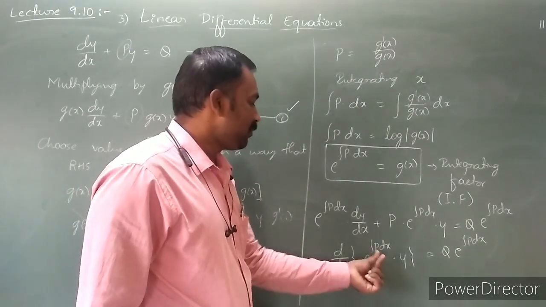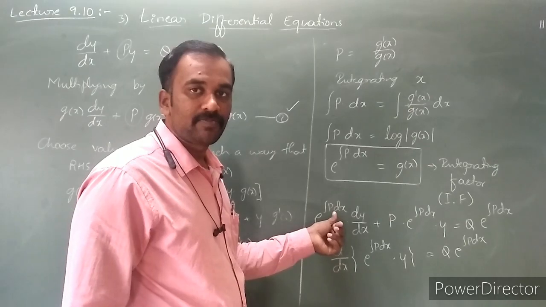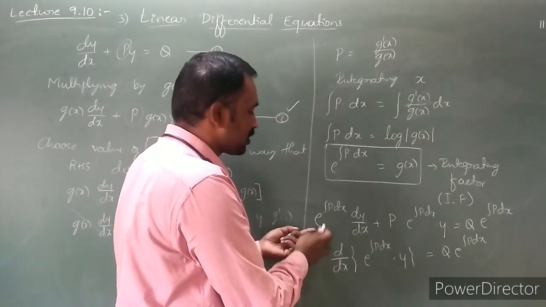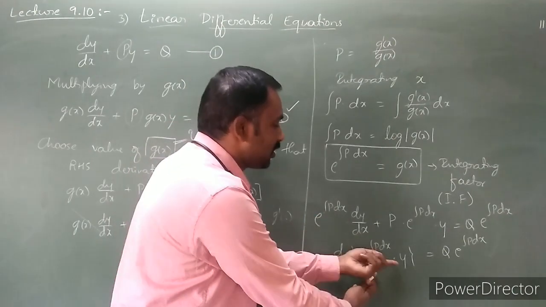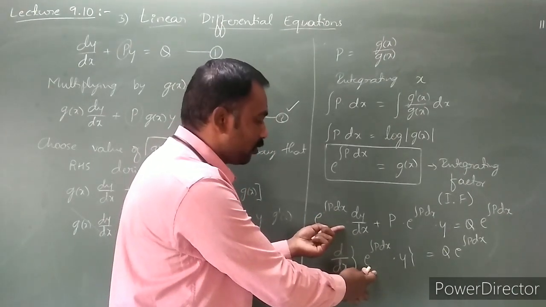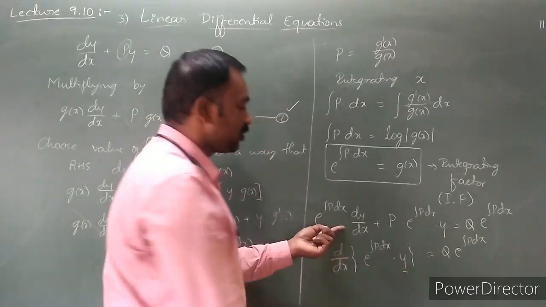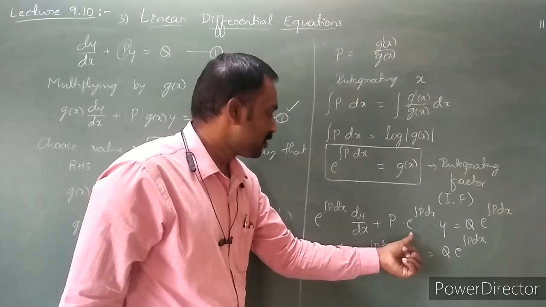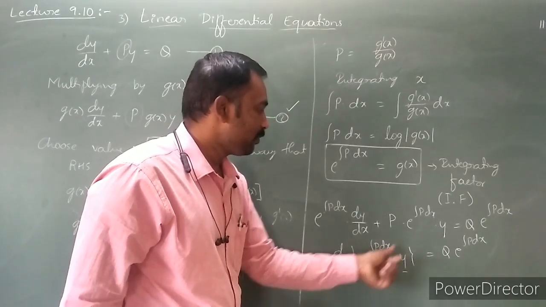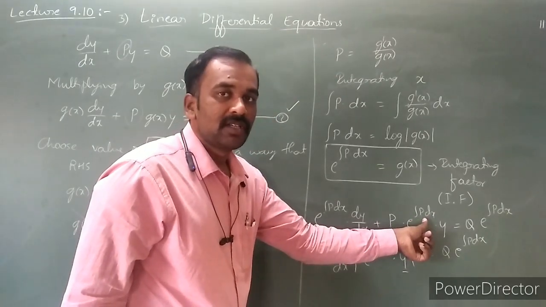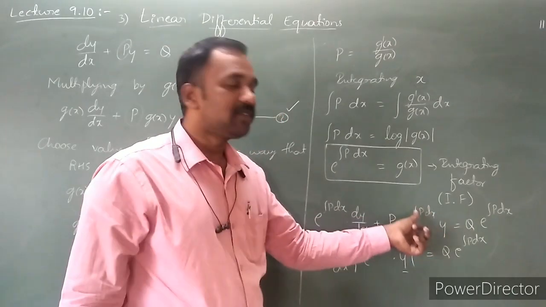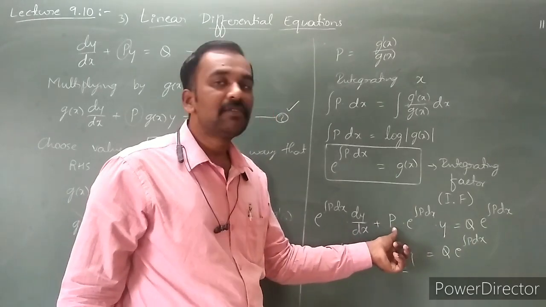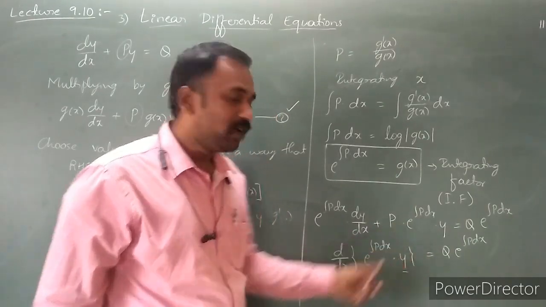Differentiation of this one: differentiation of e power x is e power x. First, keep the first function e power integration of p into dx as it is, and differentiate the second function, y. Next, keep the second function y as it is, and differentiate the first function. Differentiation of e power x is e power x. In place of x we have the integration of p into dx, so the differentiation and integration cancel. What is left? P is left. Did you get my point?